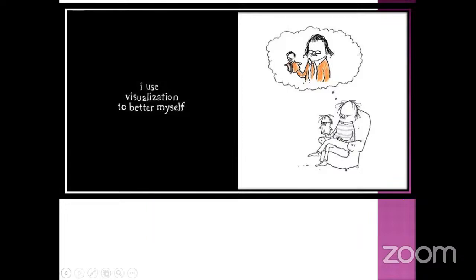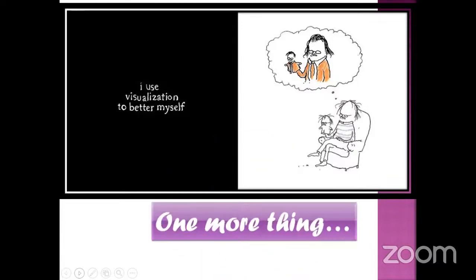With this, I come to the conclusion that visualization is a process that can be easily used in every walk of our life, and which can be used to achieve our goals and aims in an easy, effective, and organized manner.